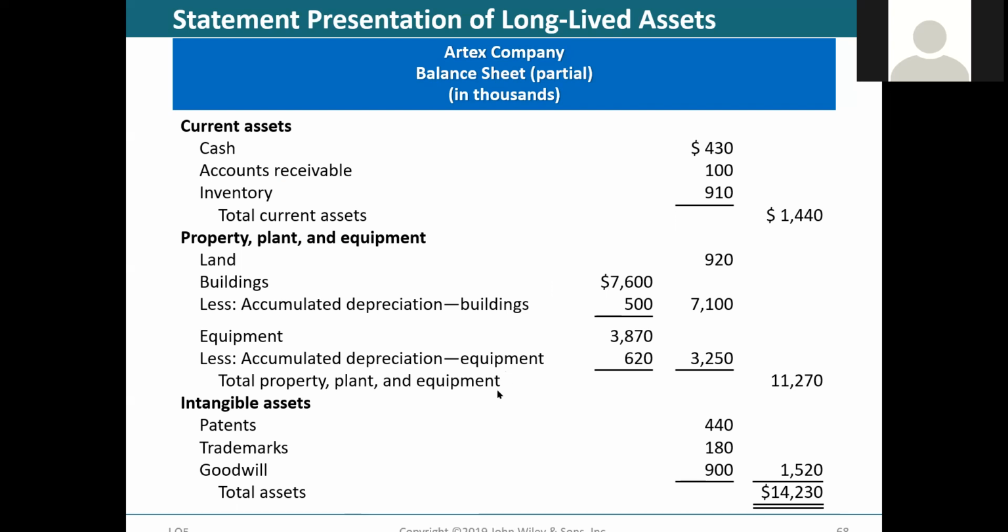And then you come up with a total net book value of $11,270 for all of the property, plant, and equipment. Your intangibles are all patents, trademarks, goodwill. Notice you don't see accumulated patents because you just credit the patents and trademark and goodwill directly. Okay, so that's a pretty simple rendering of how it looks on your balance sheet.